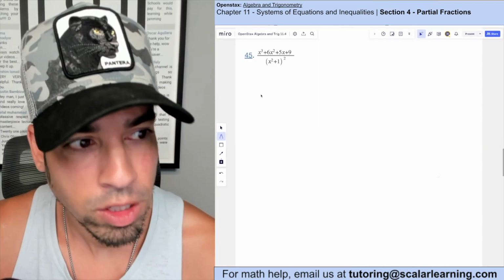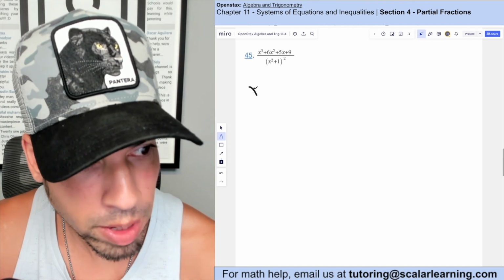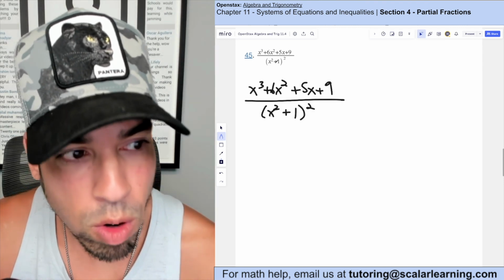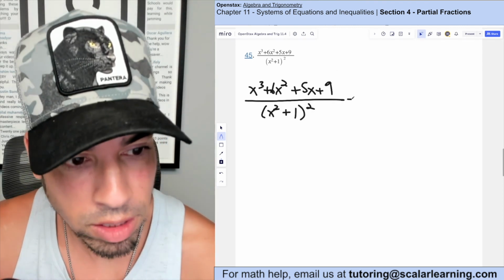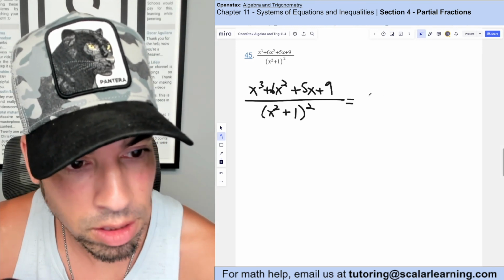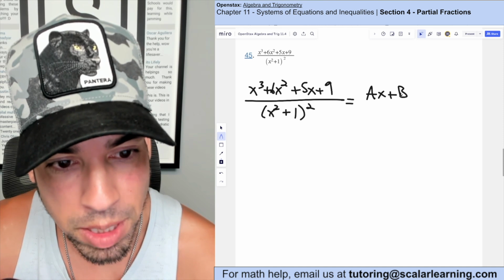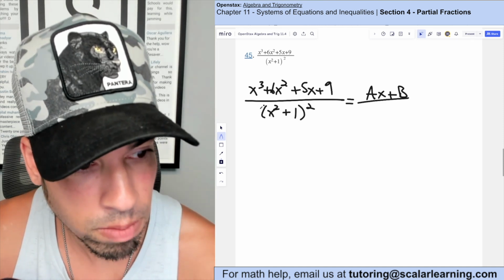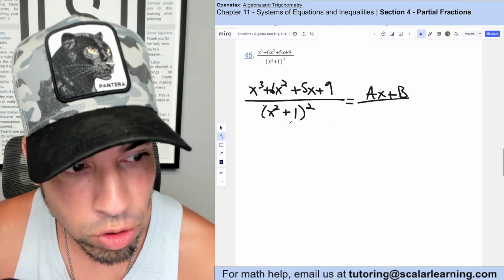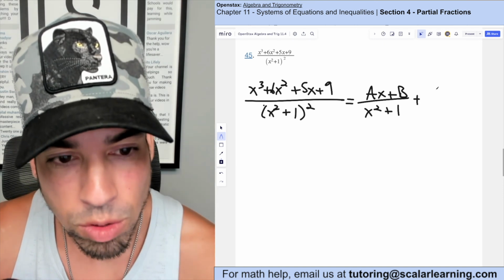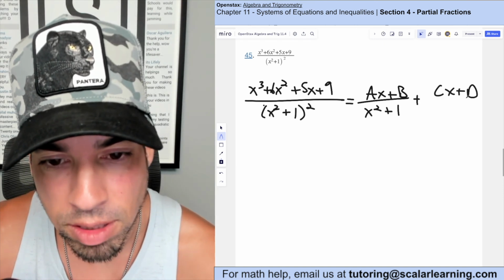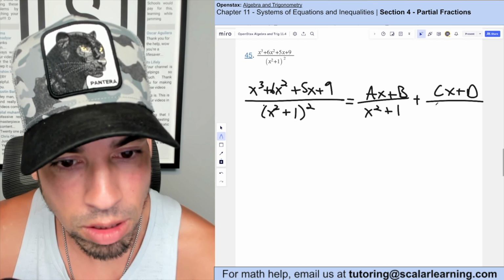Done. All right, so for this one, we're going to first rewrite it down here. And now it's like we have a quadratic that's being squared again. So the way we write this out is kind of similar. We have a linear factor first, ax plus b, over the original quadratic without the extra exponent. And then we have another series where it's cx plus d, and now it's over this, but the whole thing squared.